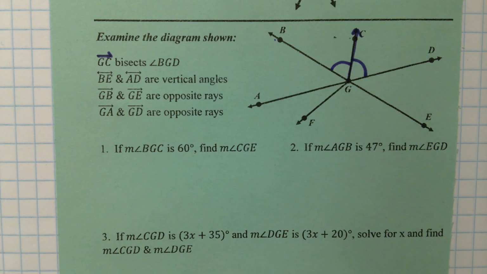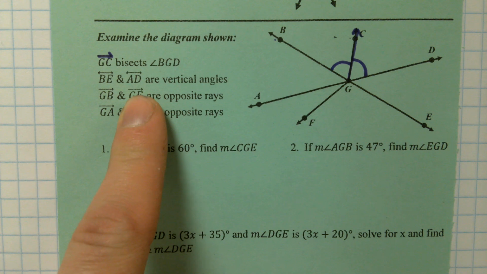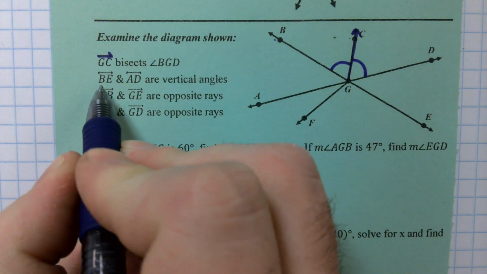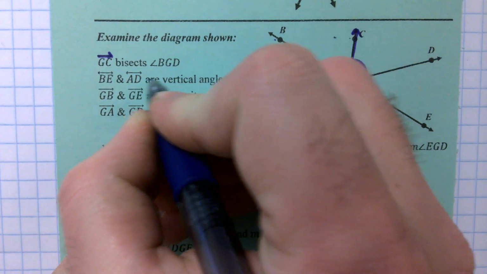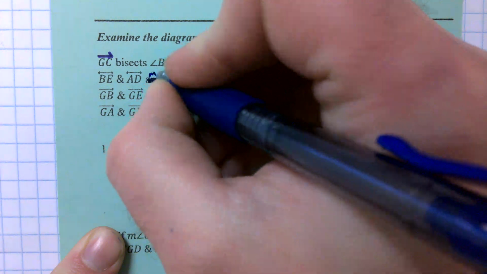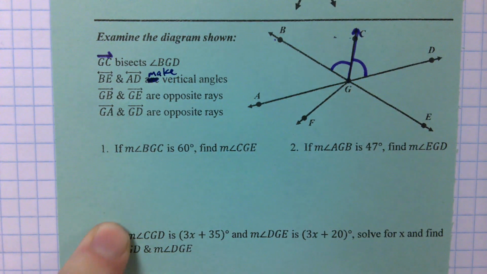I realized I made a typo, that's my bad. This next piece of information says BE and AD are vertical angles. It should say they make vertical angles. I apologize.